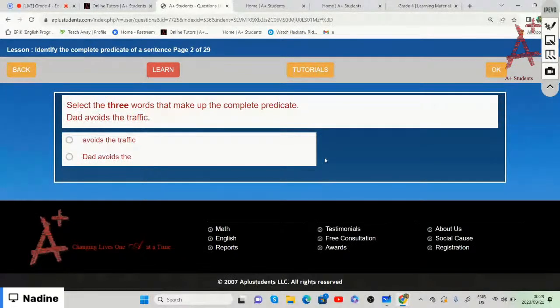Dad avoids the traffic. We need to select the three words. If we select the subject first, then our subject is dad. Now, what about dad? What is dad doing? He avoids the traffic. So we will underline or select avoids the traffic.